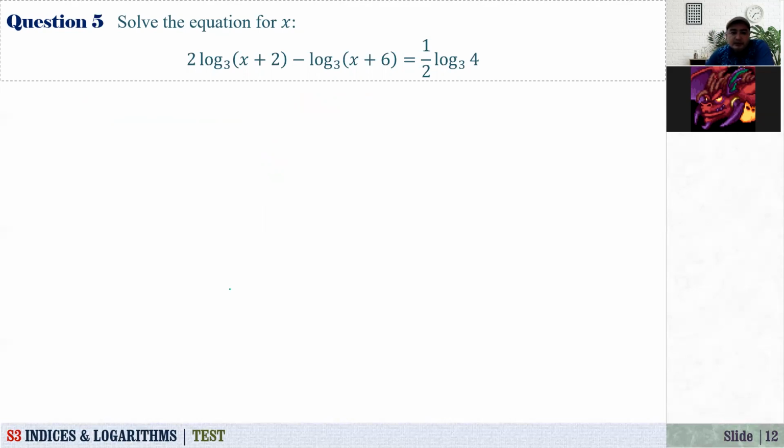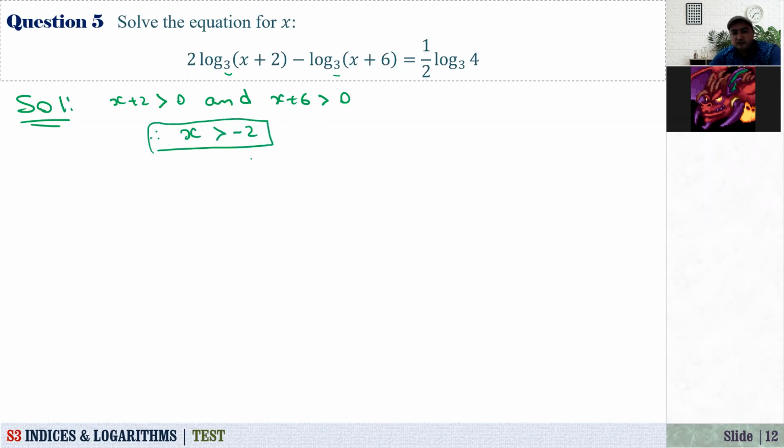Okay, so another logarithmic equation here. Here we have the base is 3, so that's a good thing. Of course, before we start, we have to make sure that x plus 2 is greater than 0 and x plus 6 is greater than 0. So x is greater than -6 and greater than -2. So the domain is x must be greater than -2. So we are looking for the solution in this interval.